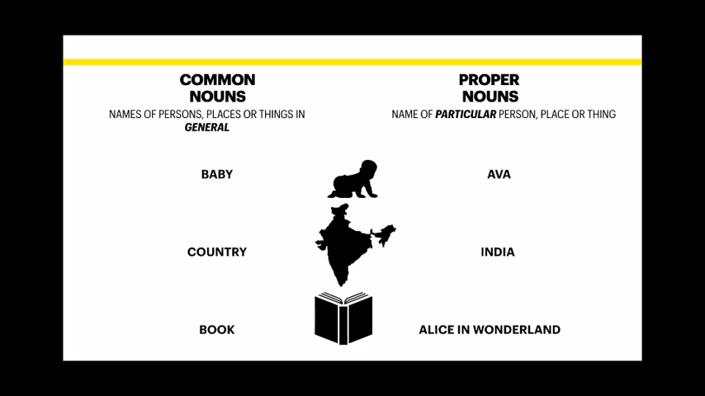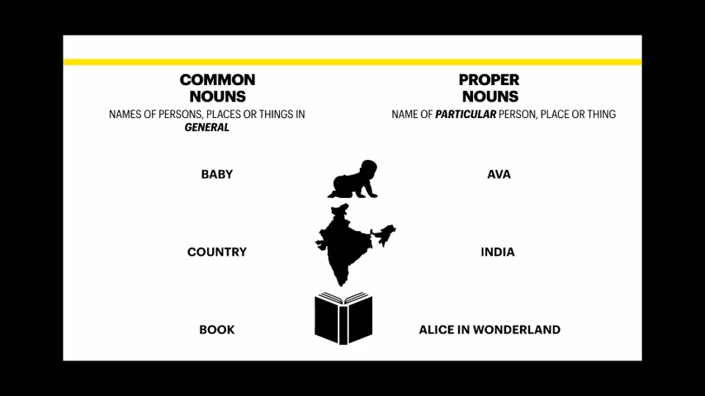The next type of noun are proper nouns. Proper nouns are name of particular person, place or thing. On your screens you will see some examples of common nouns and proper nouns. Look at the pictures. The first picture is of a baby. Now baby is a common noun. But if we say Eva, Eva becomes a proper noun. Why? Because this is the name of a particular baby.